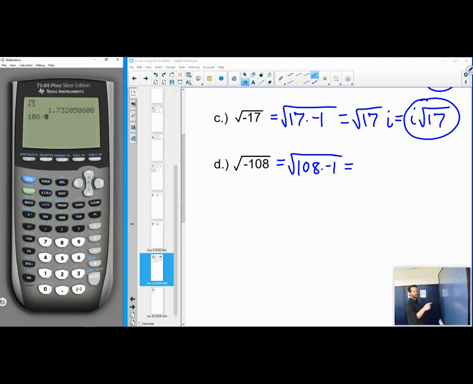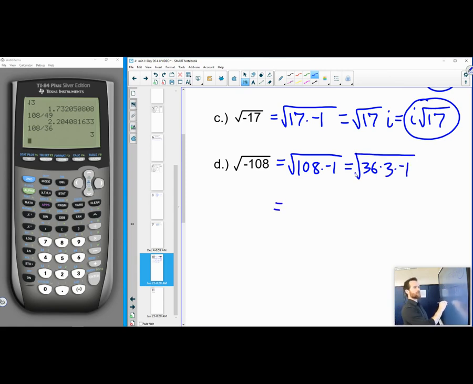So 108 divided by 64 is going to be too big. I don't think 49 is going to go in. I'll check it, though. No. So then 108, what would be next after that? 36. I always like to start from the bigger of the perfect squares and work my way down. Oh, 3. Good. So we can rewrite this as the square root of 36 times 3 times negative 1.